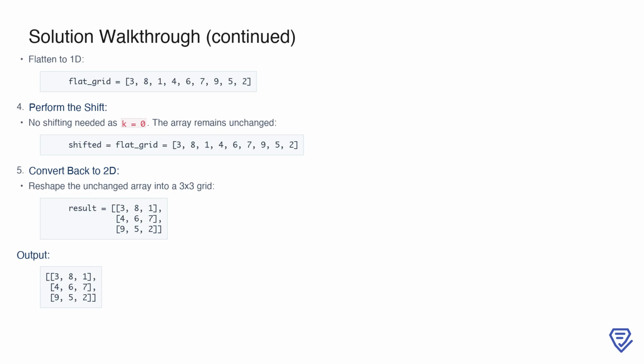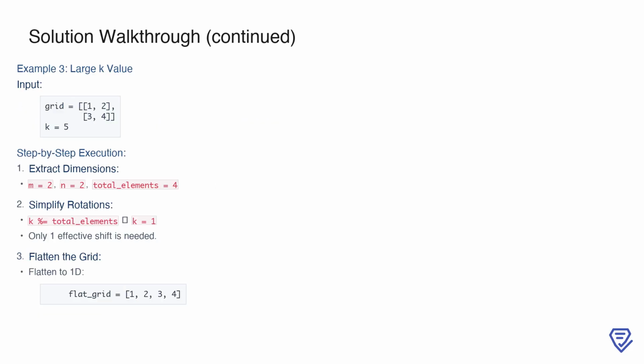By dividing the array into rows based on the grid dimensions, we obtain the grid 3, 8, 1, 4, 6, 7, 9, 5, 2. This is the same as the input grid, which makes sense because k equals 0 implies no movement. This example highlights how simplifying the rotations can help us quickly determine when no changes are needed.